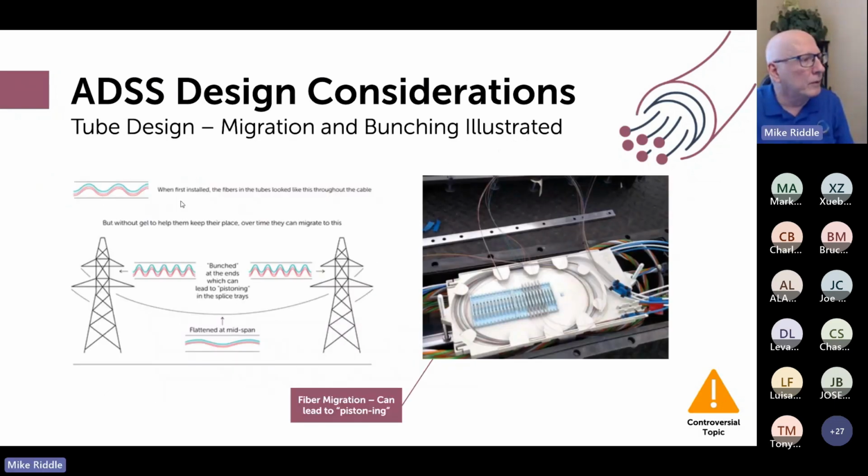When the cable is initially installed, you have uniform shape throughout. But over time, remember, in an aerial cable, it's constantly going to be moving, changing length because of changes in temperature and wind and ice loading. What you're going to see over time is that the fiber is going to flatten at the middle of the spans and bunch up at the end, and then eventually it's going to push out of the splice enclosures. And here's a picture of that. It's commonly called pistoning.